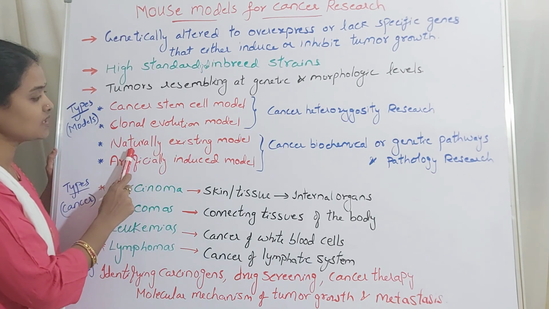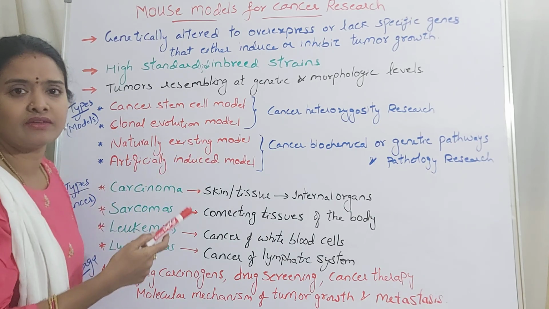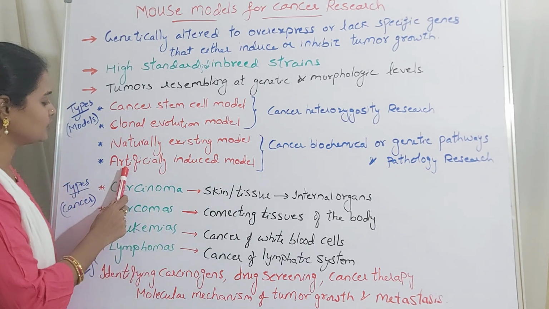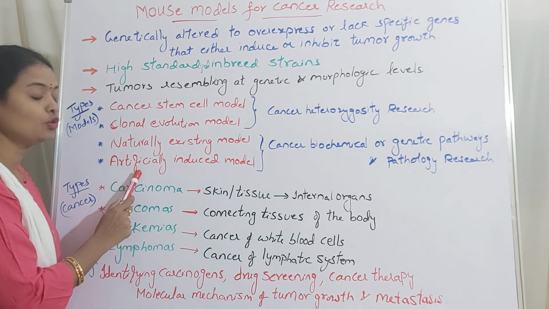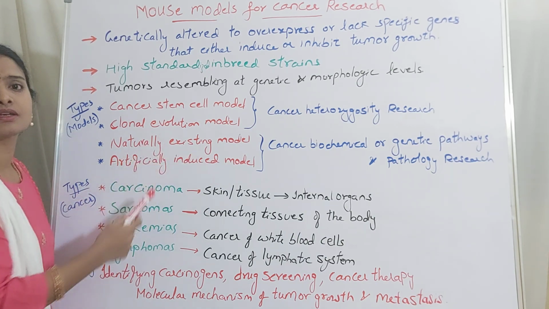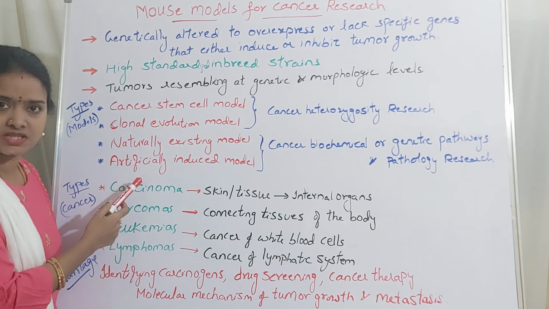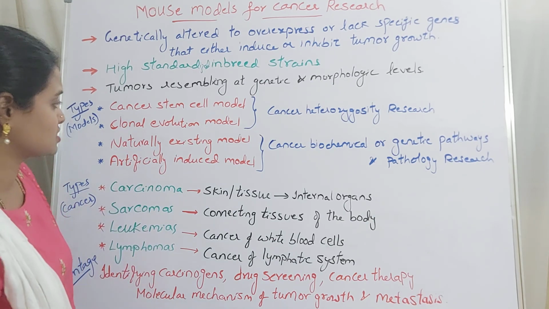The next one is the naturally existing model, where the mouse naturally has cancer and is selected for the research. The other one is the artificially induced model. Here you induce the mouse to acquire cancer either by means of radiation, that is physical carcinogens, or by means of chemical carcinogens.